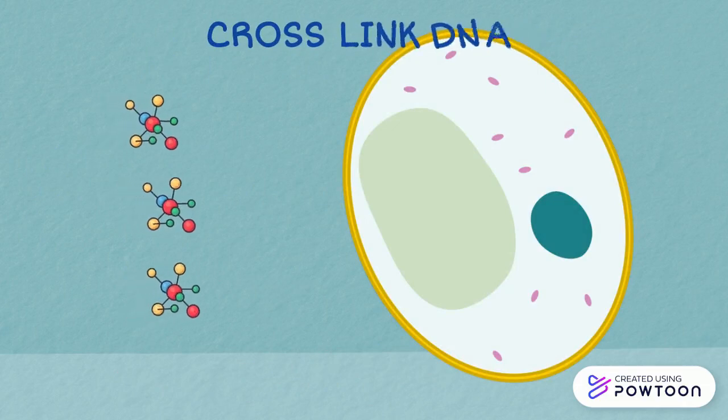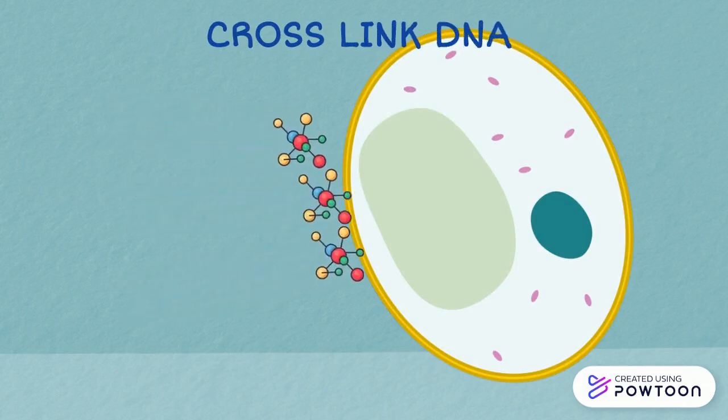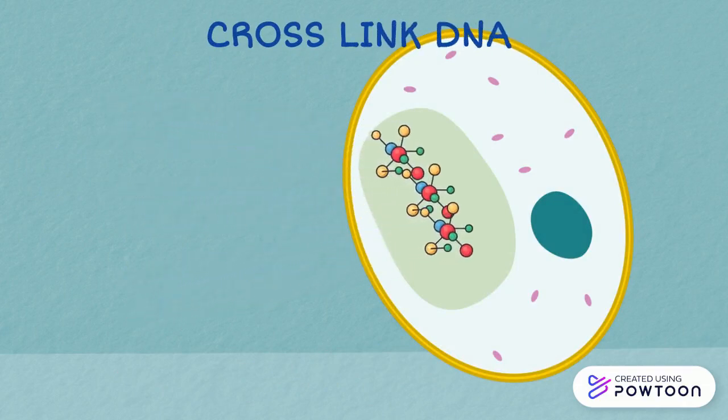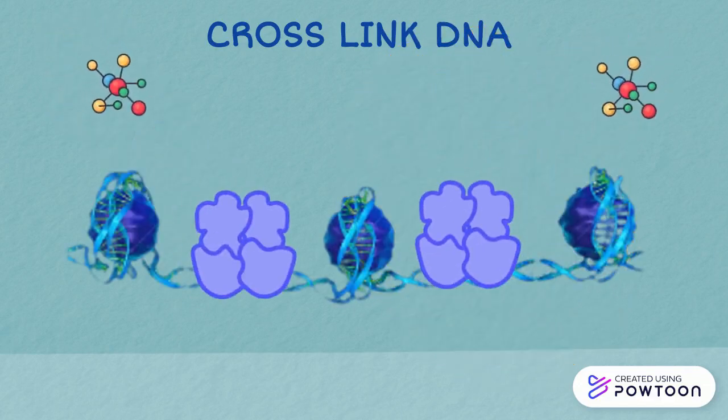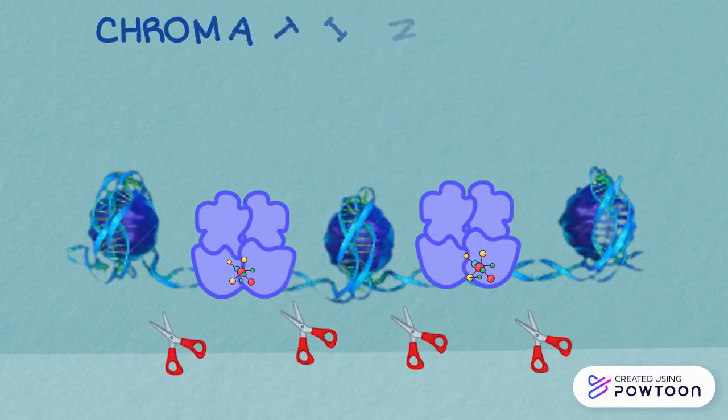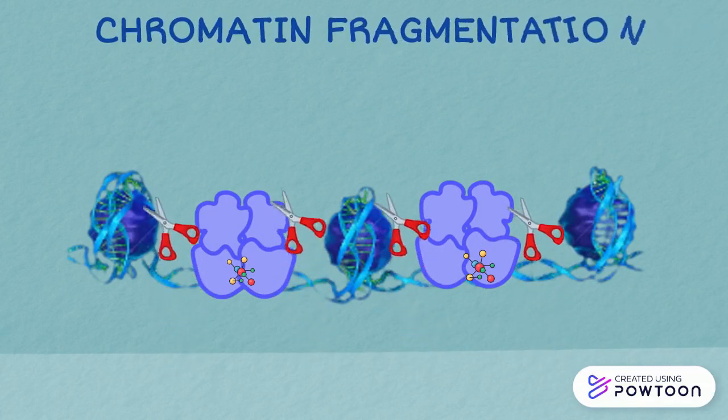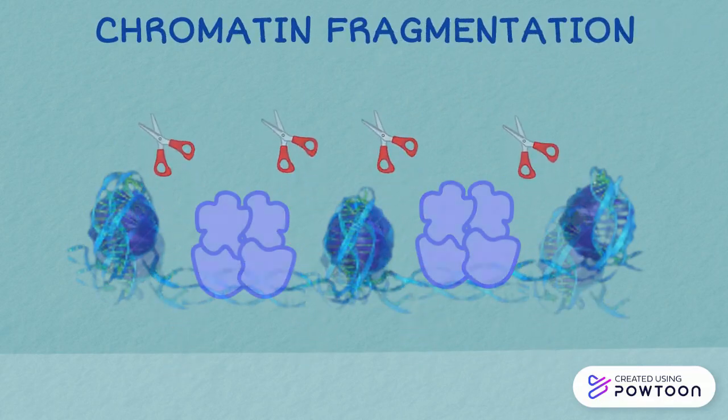The first step is cross-linking DNA and proteins using the common agent formaldehyde. Formaldehyde enters the cells through the cell membrane and binds the proteins to their binding sites on chromatin. After fixing the proteins, chromatin is fragmented using either restriction enzymes or sonication.